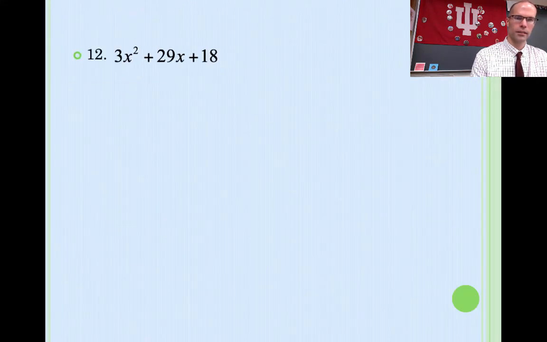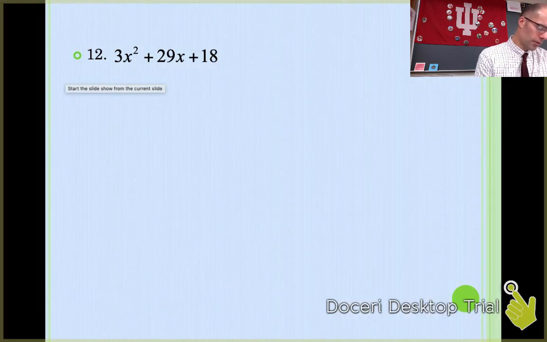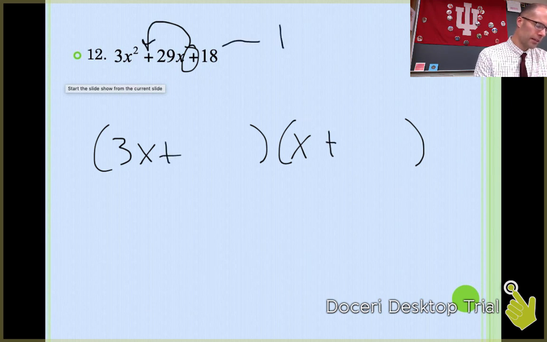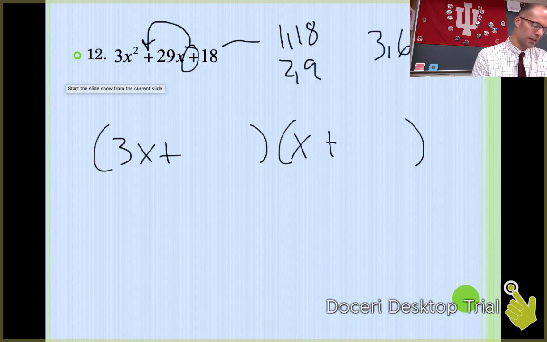All right, take a look at 12. GCF this time? Nope, still no GCF other than 1. So I'm going to do my skeleton. 3x here, 1x here. C-value sign is positive. Both my signs are my b-value's sign, so they're both going to be positive. 18, you got 1 and 18, 2 and 9, 3 and 6. Now remember, we want to get 29.